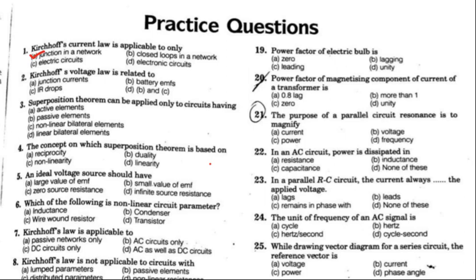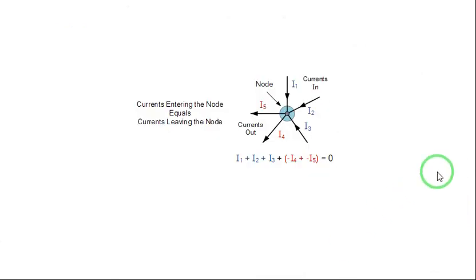Junction in a network. Kirchhoff current law is also called KCL. See here, the sum of currents entering the junction is equal to the sum of currents leaving the junction. Here I1, I2 and I3 are entering and leaving are I4 and I5. So both are equal, entering and leaving is equal.